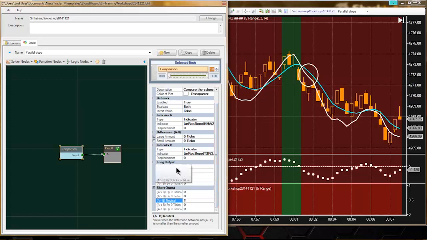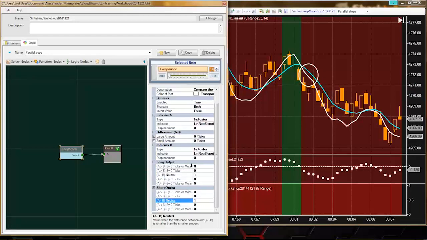Now, if you're looking for something to be equal, generally speaking, there is no trend direction. If two things are equal, so that's why we set the neutral to 1 for both the long and the short, because this really isn't going to tell us the direction of anything. It's just going to say are two values similar or equal.